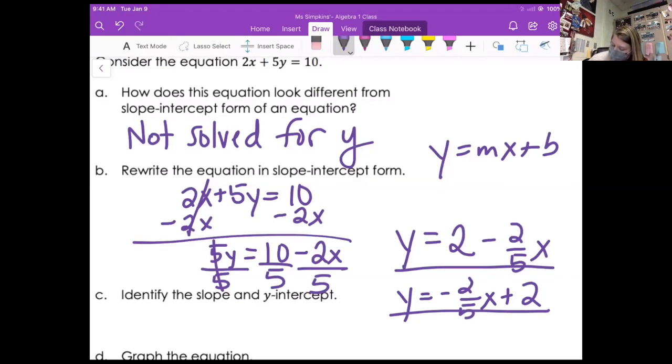Okay, so let's name our slope. Which one of those two numbers is slope? Negative 2/5. So that means our y-intercept is the other number. What is it? Thank you.